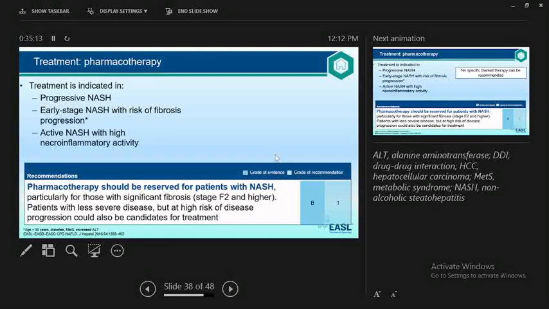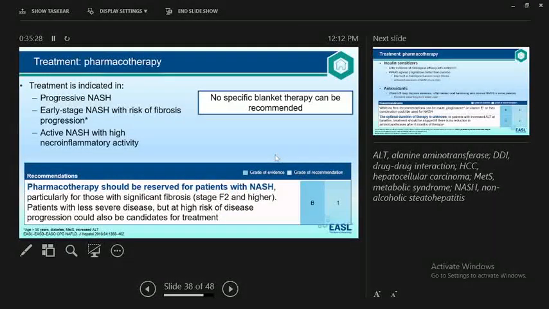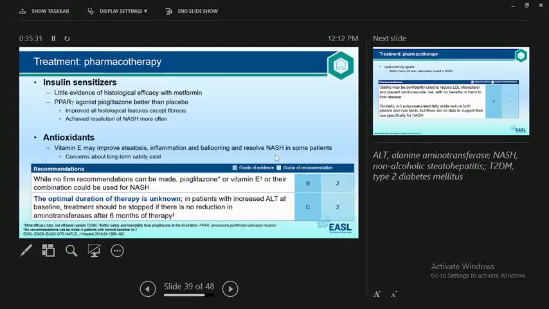It should be reserved for patients with NASH, particularly those with significant fibrosis, stage 2 and higher. Patients with less severe disease but higher risk of disease progression could also be considered, like those with insulin resistance, obesity, or other metabolic risk factors, and those who are not engaging with proper lifestyle modification. There are certain options available: insulin sensitizers and antioxidant vitamin E.